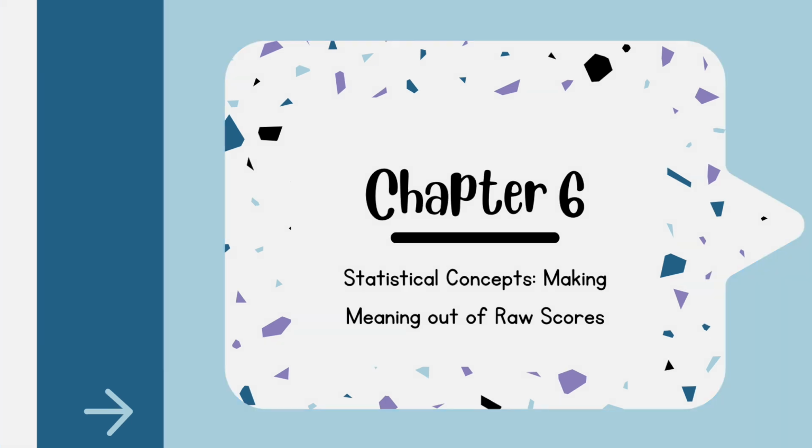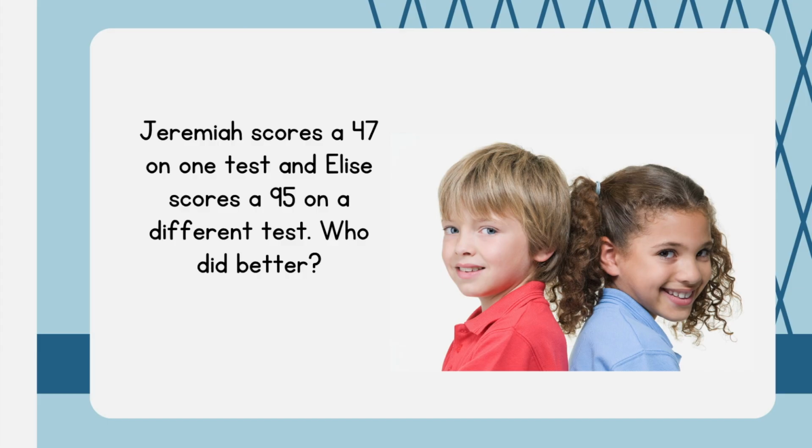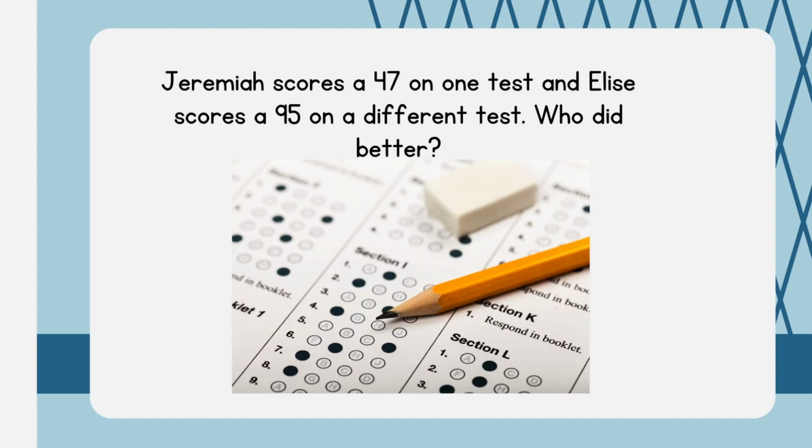Let's look over at Chapter 6, Statistical Concepts, Making Meaning Out of Raw Scores. Let's say that we have Jeremiah and Elise, and Jeremiah scores a 47 on one test, and Elise scores a 95 on a different test. So, who did it better?